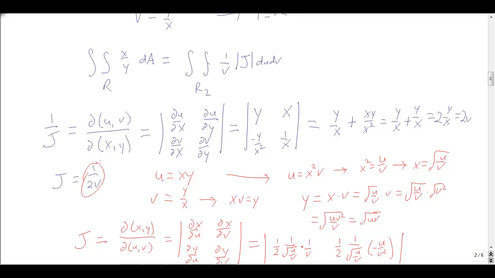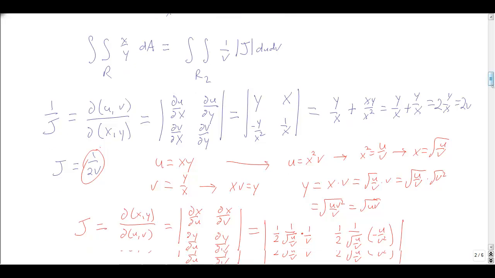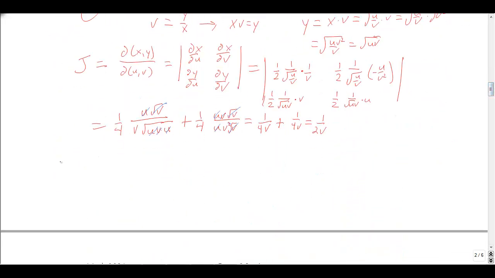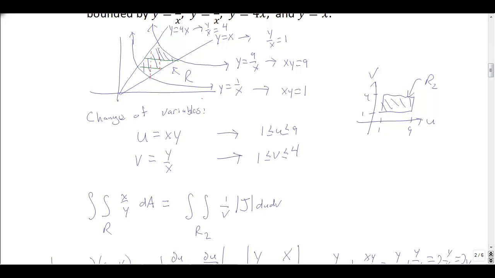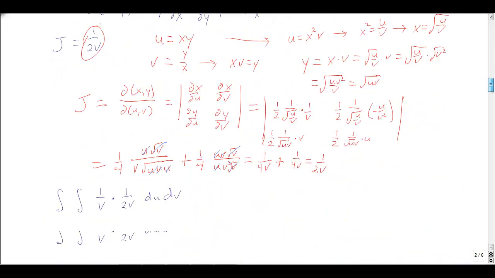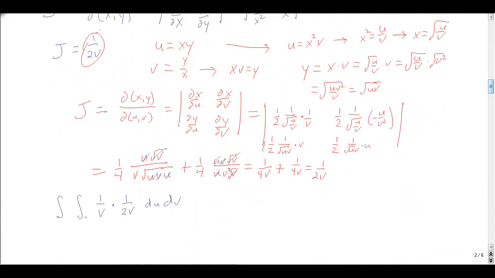So what we're going to get is an integral over R2. It was 1 over v that we're integrating. Our Jacobian is 1 over 2v. And let's do this as a du dv integral. And then u goes from 1 to 9, v goes from 1 to 4.